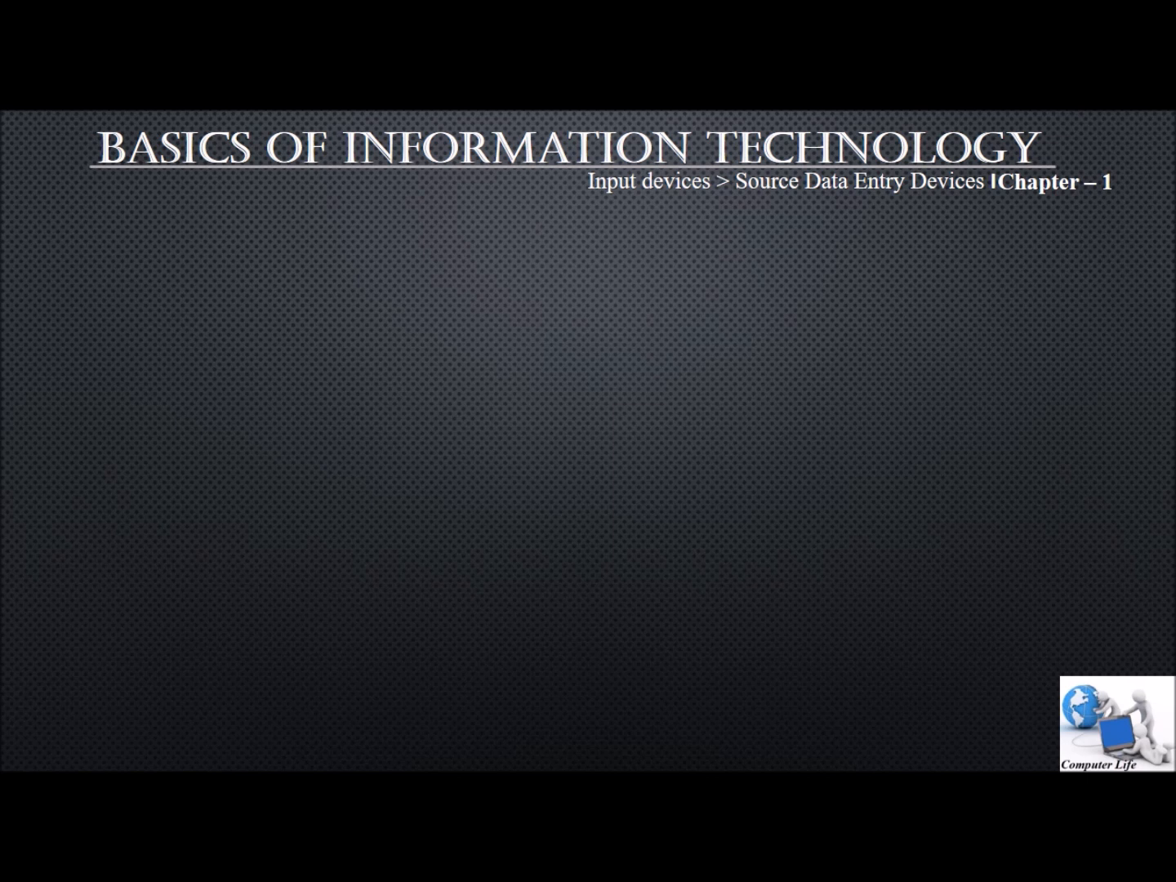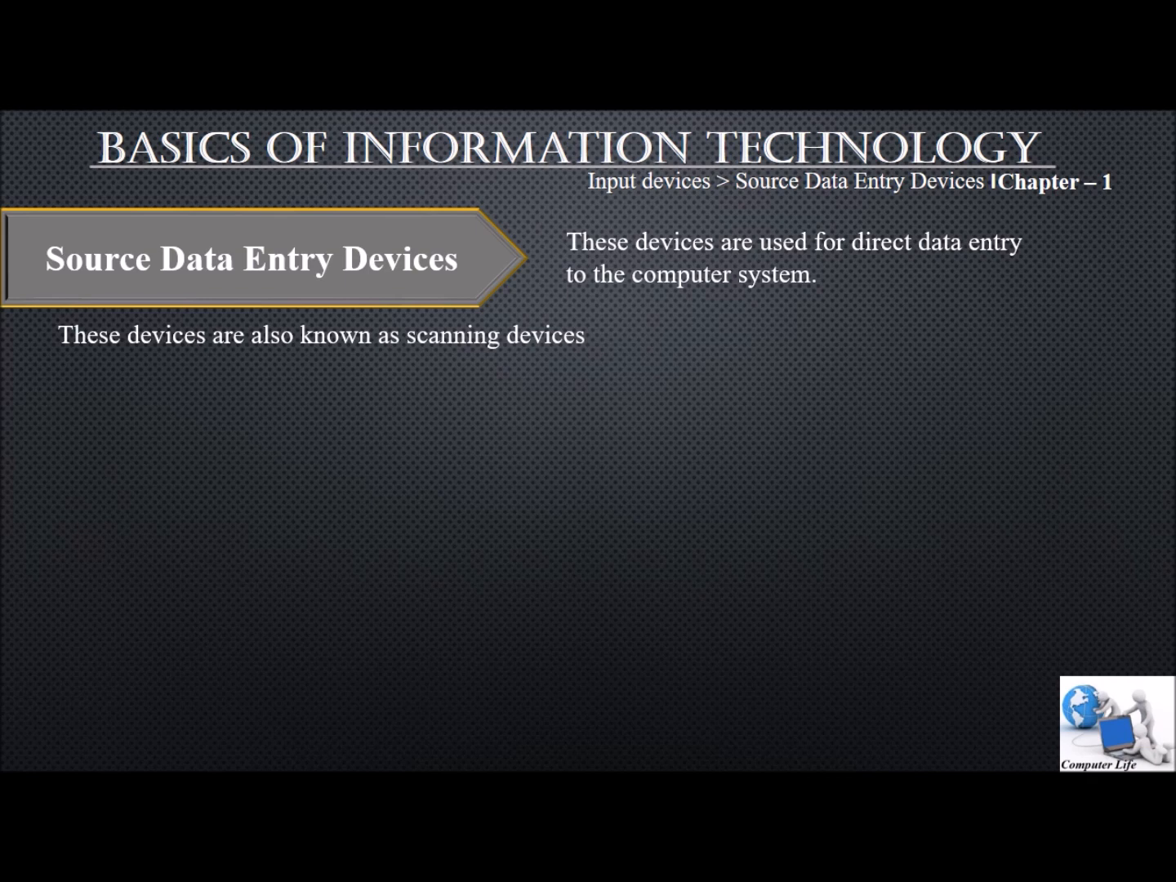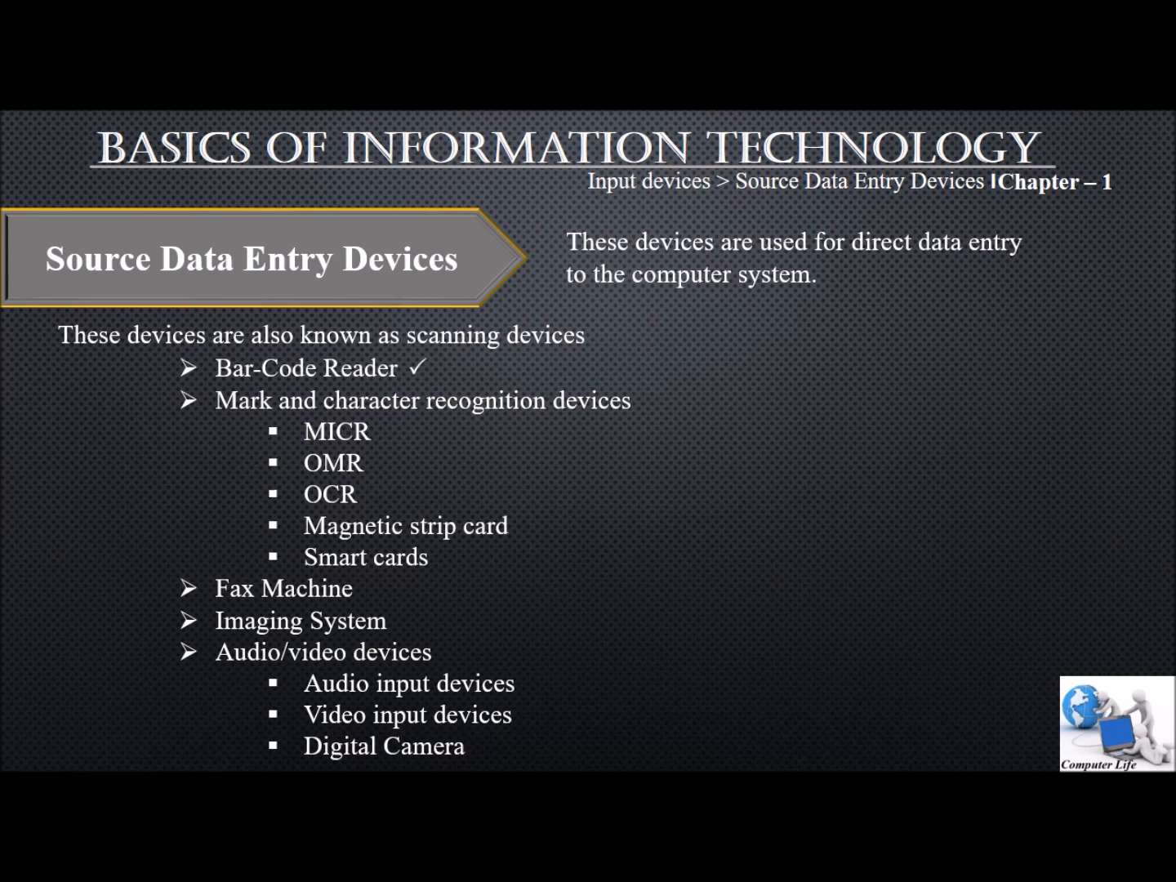The last input hardware devices are source data entry devices. These devices are used for direct data entry to the computer system. These devices are also known as scanning devices. The number one is the barcode reader. Next are MICR, OMR, OCR, magnetic strip card, and smart card. All these devices are included in mark and character recognition devices in which we directly identify the data.